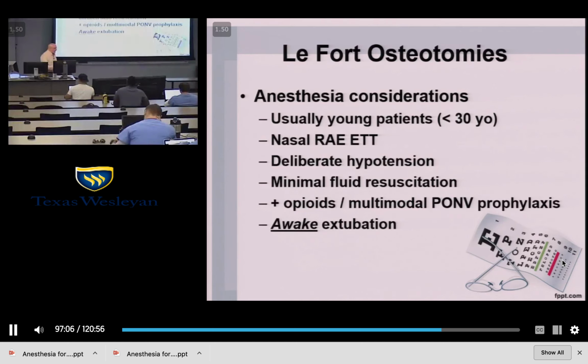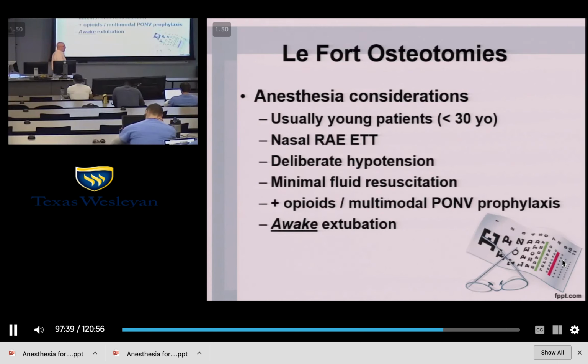We try not to give them a lot of extra IV fluids because of the swelling that's going to occur intraoperatively and postoperatively. These folks typically get 10 to 12 milligrams of Decadron or dexamethasone IV before the surgery begins. It's always a good idea to do multimodal post-op nausea and vomiting prophylaxis and now multimodal pain management as well.